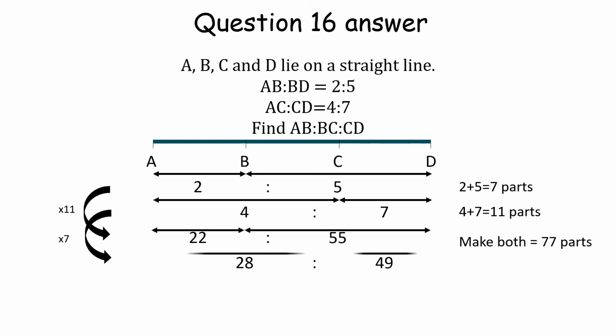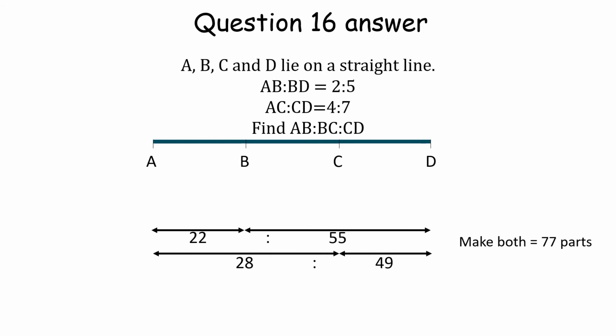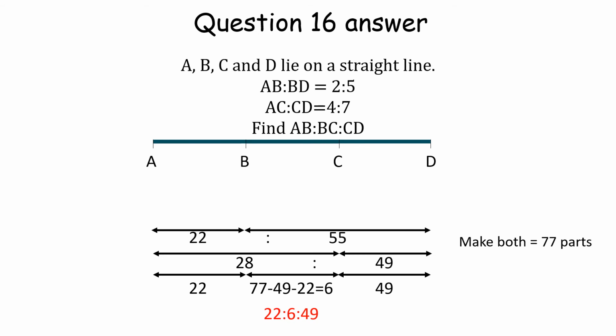We have AB as 22 and CD as 49. But to find BC, we need to subtract AB and CD from the total parts of 77. This gives us 6. Therefore, the ratio AB to BC to CD is 22 to 6 to 49.